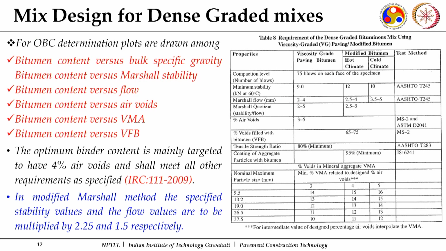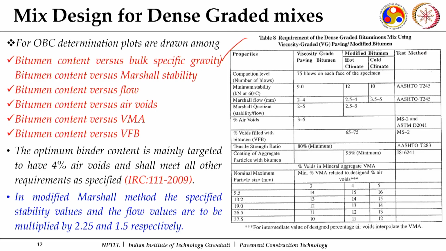Once this is done, so volumetric parameters are determined, stability and flow are determined, we plot these properties with respect to the binder content. So, we will plot the specific gravity or bulk density, also referred to as unit weight, of the compacted specimens with respect to the bitumen content. The second one is bitumen content versus Marshall stability. Third, because we have chosen say 4 to 5 trial binder contents, bitumen content versus flow, bitumen content versus air voids, bitumen content versus VMA, voids in mineral aggregates, and bitumen content versus voids filled with bitumen.